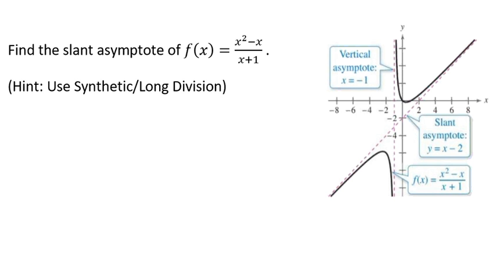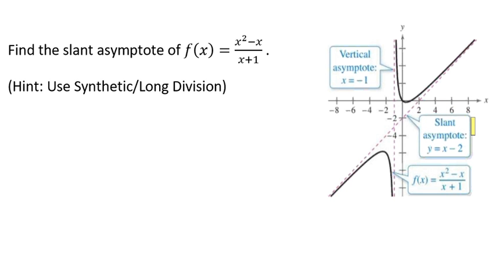In this video, we're going to be talking about slant asymptotes, which are otherwise known as oblique asymptotes. So in this example, we're going to be finding the slant asymptote of f of x equals x squared minus x over x plus 2. Now, we already know what it is, but let's talk about why we know that.